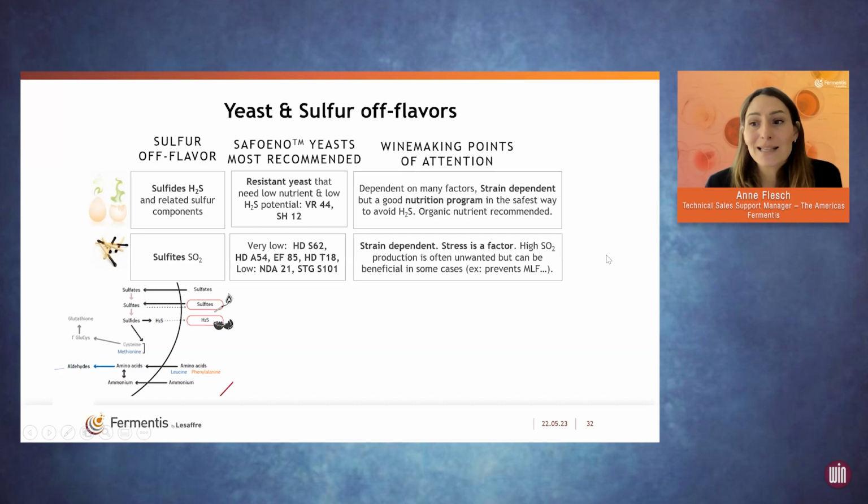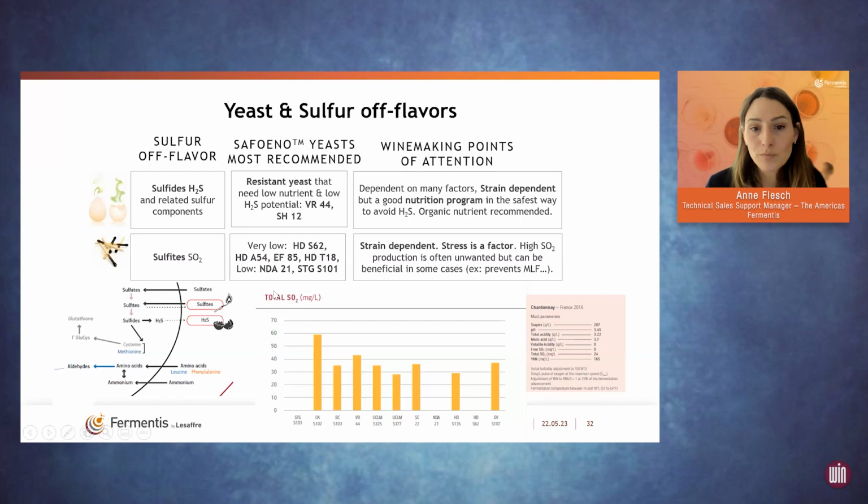So here you can see total SO2 produced on a Chardonnay with different strains. You can see HDS62, and whatever the condition, this strain is always very, very low. So different yeasts, really different abilities. All right, now we are trying for sure.